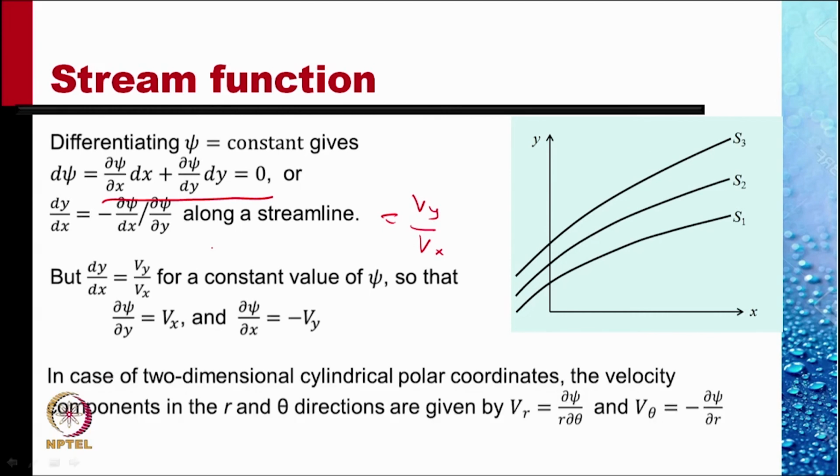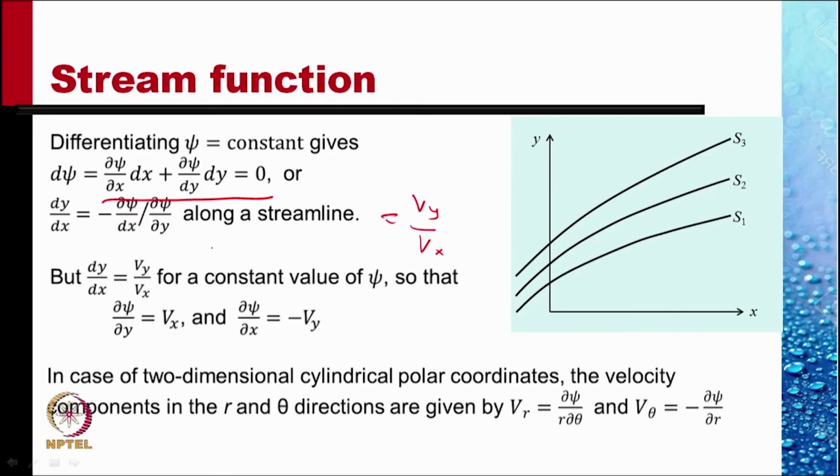In case of two-dimensional cylindrical polar coordinates, the velocity components in the r and theta directions are given by Vr equal to ∂ψ/(r ∂θ), and Vθ equal to minus ∂ψ/∂r. ψ is the stream function.